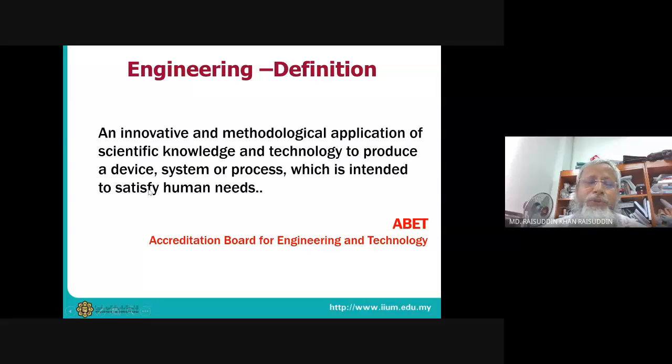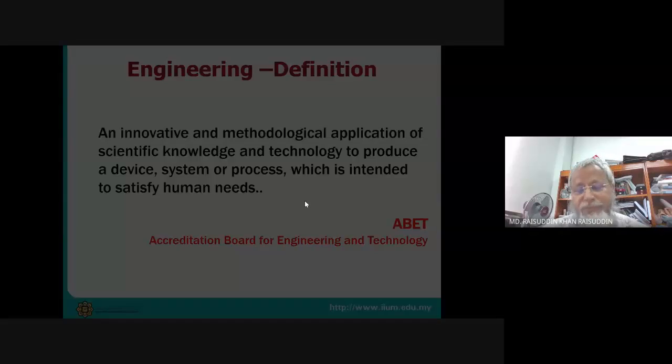And what do we do with this knowledge? We produce devices like your handphone, like a computer, like a printer, everything. These we call devices, or systems. For systems, you can say the water supply system or gas supply system, or processes. Processes I will show later in a video. So how do we make things and what are the steps we follow in making the things? Those are known as the processes.